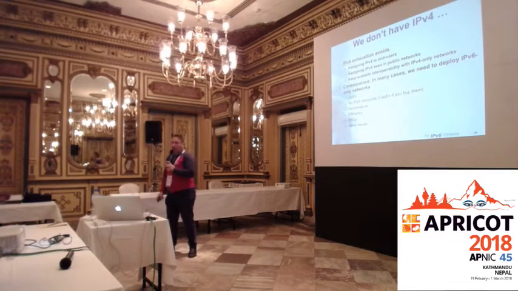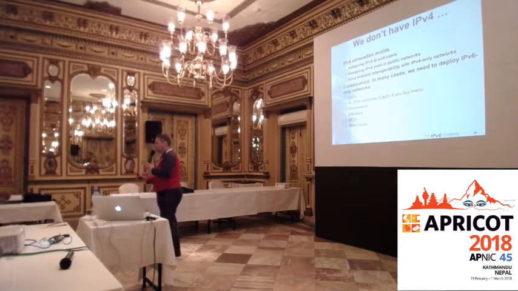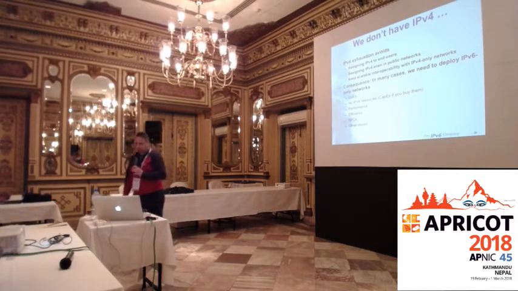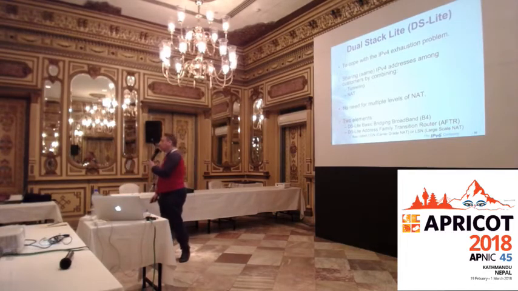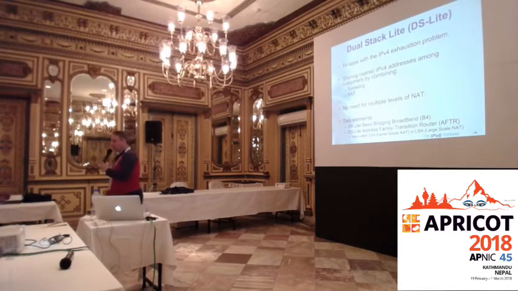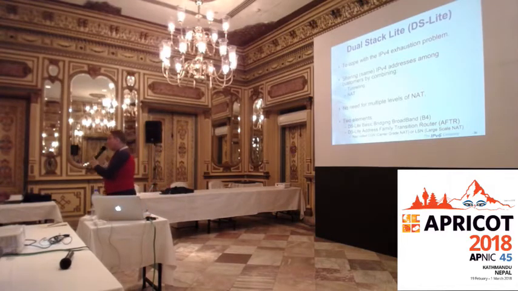Now, we don't have IPv4 anymore. I think everybody knows that. So, why do we consider deploying IPv6 only to customers? And that's what we do with basically the next set of transition mechanisms. The first one is what we call DS-Lite, dual stack Lite. Basically, DS-Lite is a combination of a NAT and tunneling.